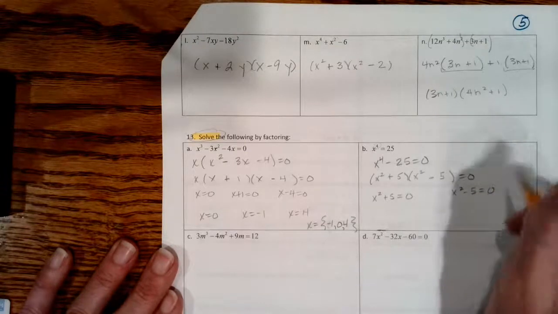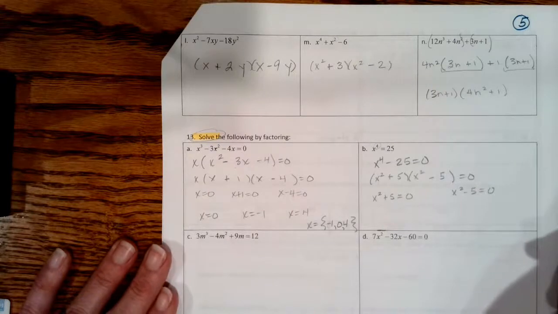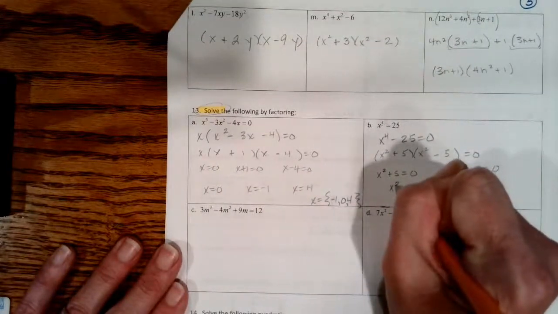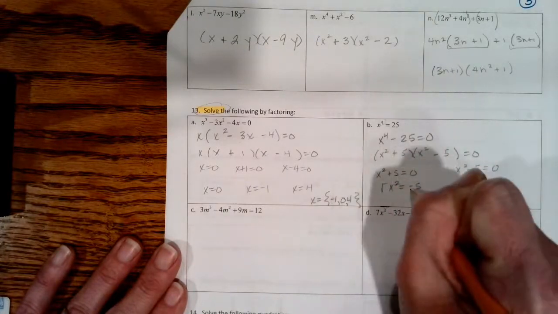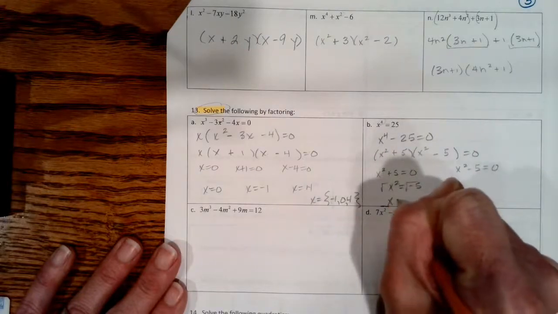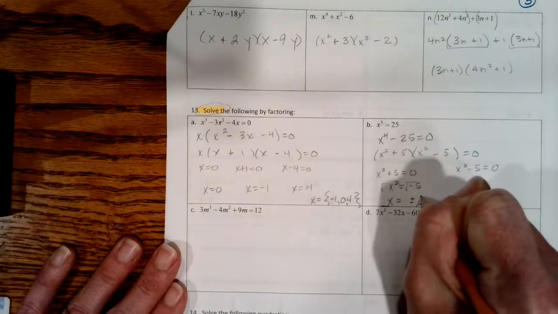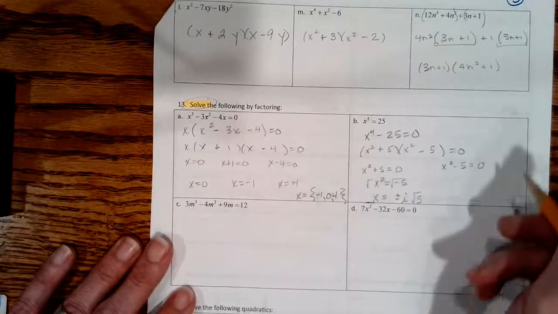Now I know if I looked at the graph of this, I'm going to have some imaginary solutions and some irrational solutions, because here's my imaginary ones. When I take the square root and I take the square root, I'm going to have x is equal to plus or minus i root 5. Those are going to be imaginary solutions.